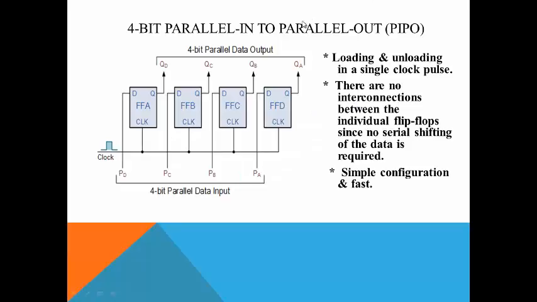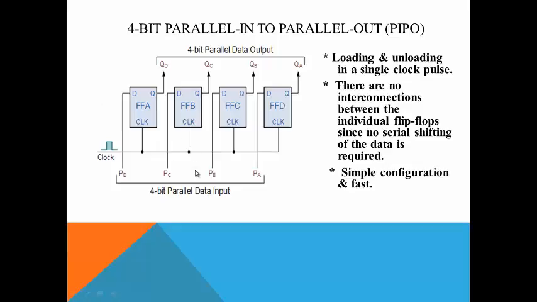And the next configuration is parallel in parallel out. You will have a common clock, but the inputs are different. D will be connected to 4 input lines, and Q will be taken out directly. There is no interconnection between the flip-flops. So this is actually a register. An array of D flip-flops forms a register. So this is actually used for data storage.